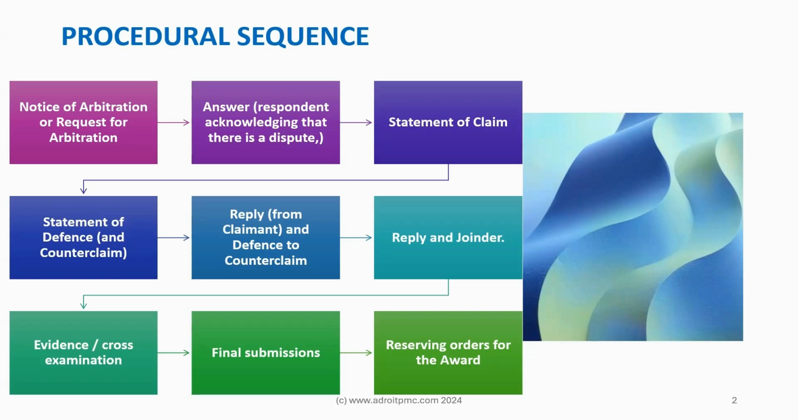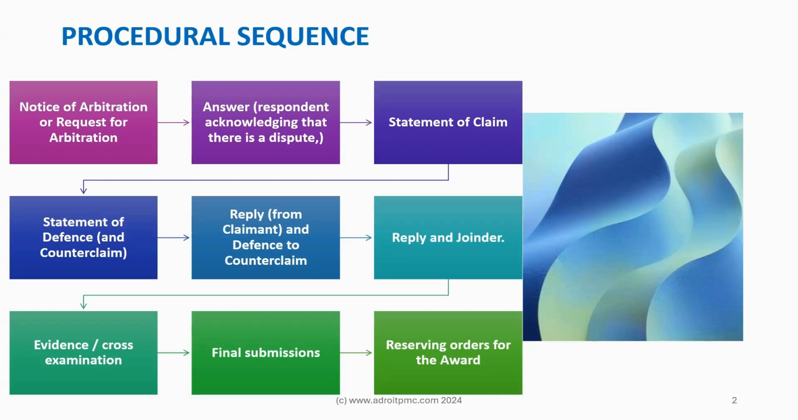So what are the documents that will be submitted in the arbitration proceedings? First, there will be a statement of claim by the claimant, followed by a statement of defense submitted by the respondent. And if the respondent wishes, he could also submit a counterclaim. This counterclaim is very general in construction arbitration.